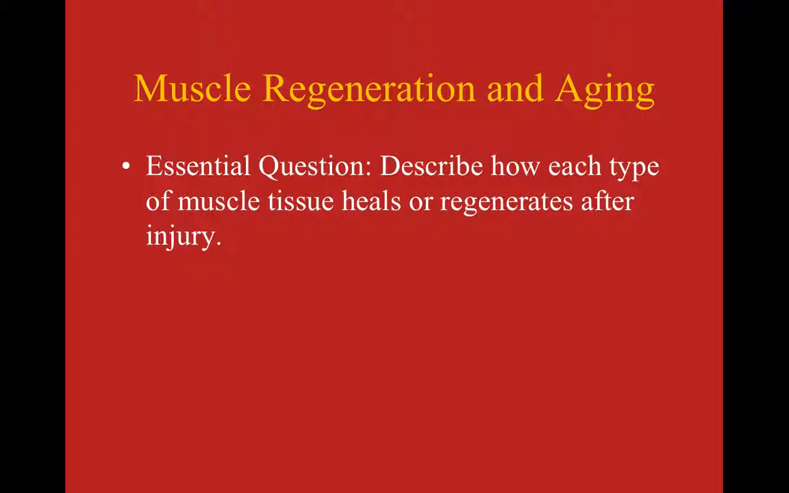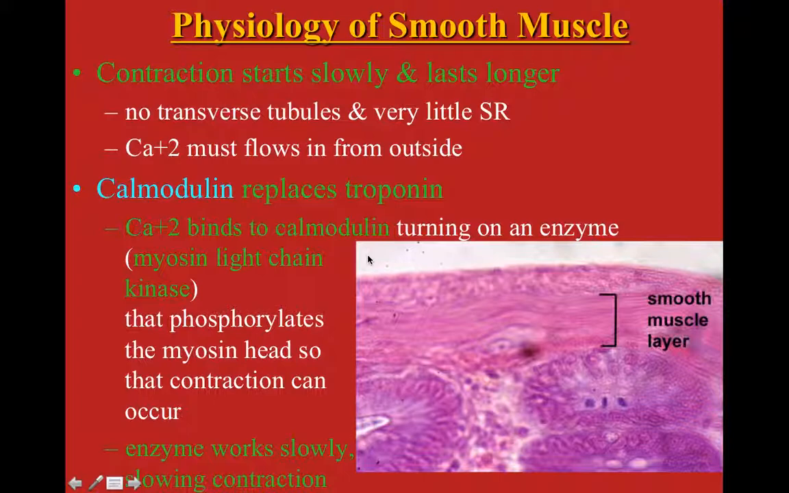Your essential question for today is: describe how each type of muscle heals or regenerates after injury. All right, we need to finish up our discussion on smooth muscle that we started last time. So this is a continuation of that before we get into the regeneration part. Smooth muscle, guys, contracts slowly and it lasts longer. That gives us that peristalsis that we talked about with our intestines as well as in our blood vessels.